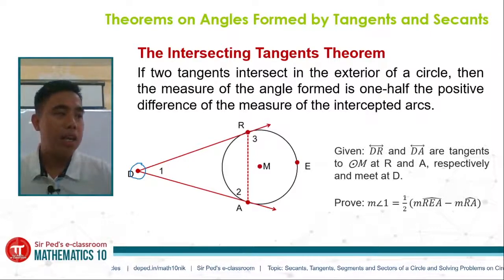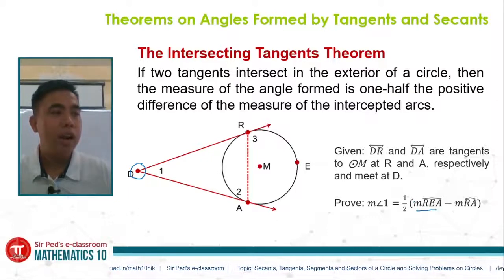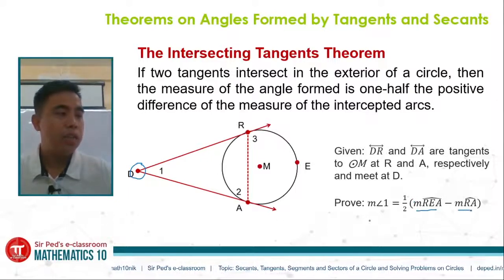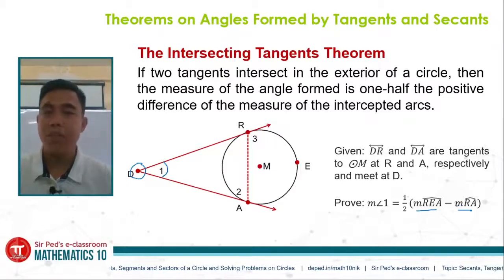It is arc REA and then arc RA. So that one. So in here, if we note this as angle 1, the measure of angle 1 is equal to 1/2 the positive difference of the intercepted arcs, the measure of arc REA minus the measure of arc RA. So let's prove this.